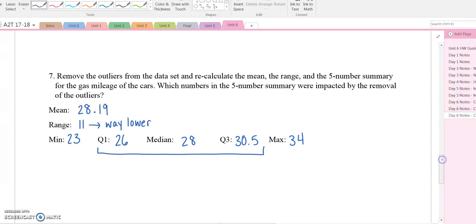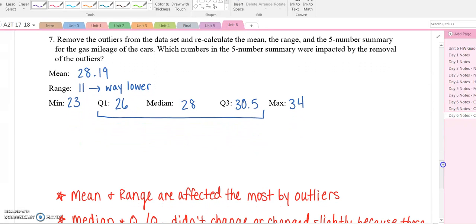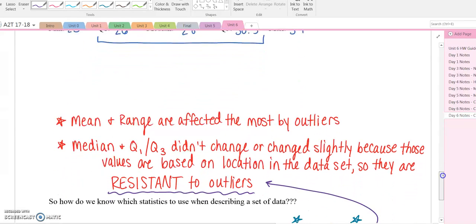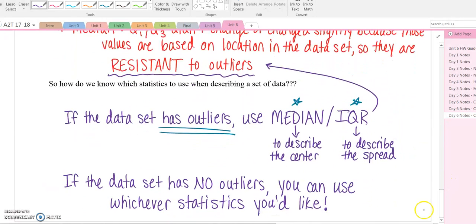Alright, well, I've got a little summary written down here, so I'd recommend maybe pausing so that you can jot some of this down. But it's just exactly what we've been saying, just a little summary. The mean and range are affected the most by outliers. The median, Q1 and Q3 didn't change, or changed just barely, because those are based on the location in the data set. They're more resistant. And overall, if a data set has outliers, make sure to use the median and the IQR as your description.